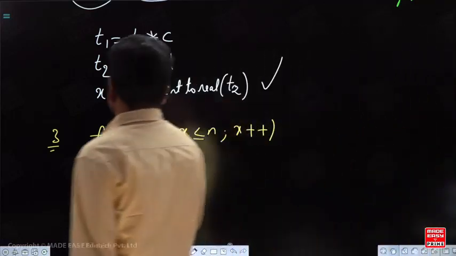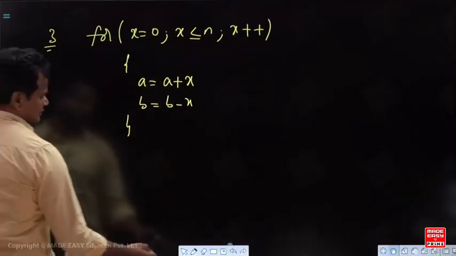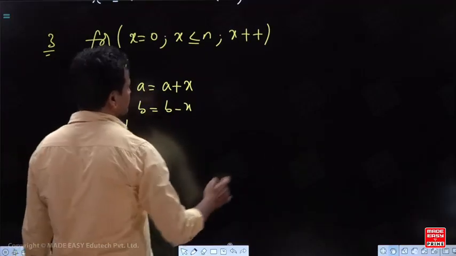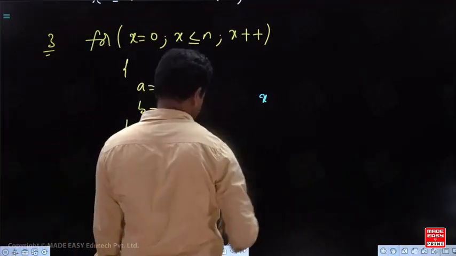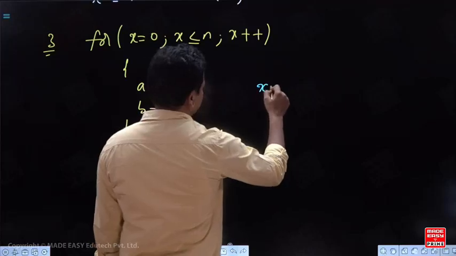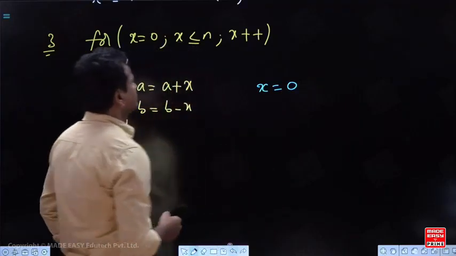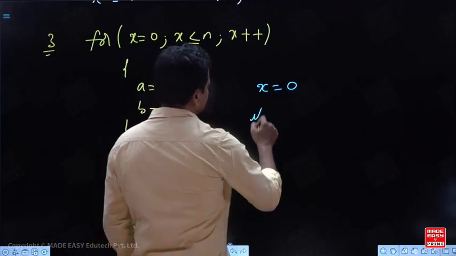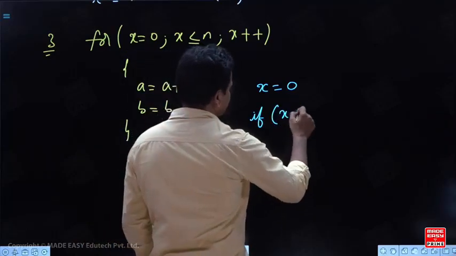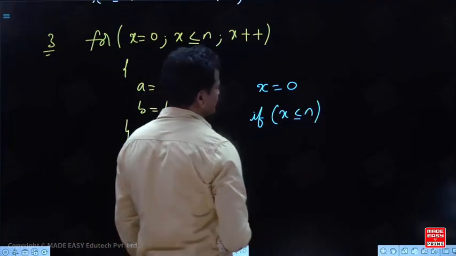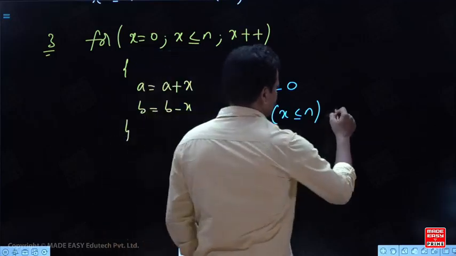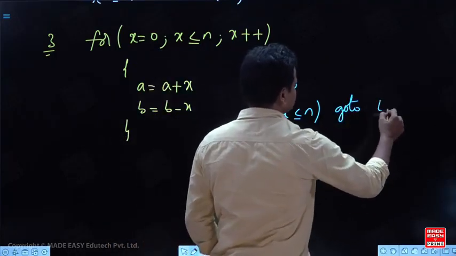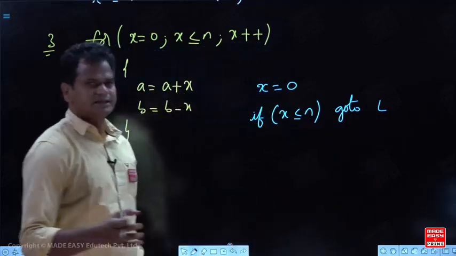Next, what is the 3 address code for this? x equal to 0, then if x less than or equal to n, go to some label L.